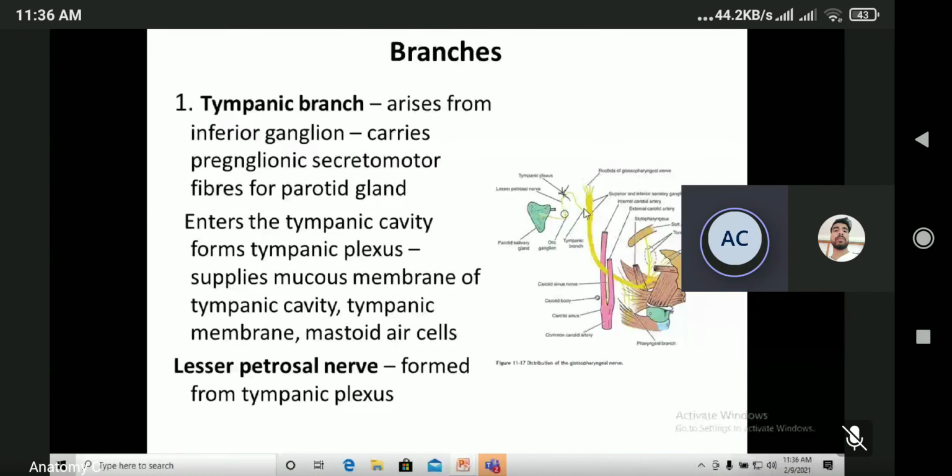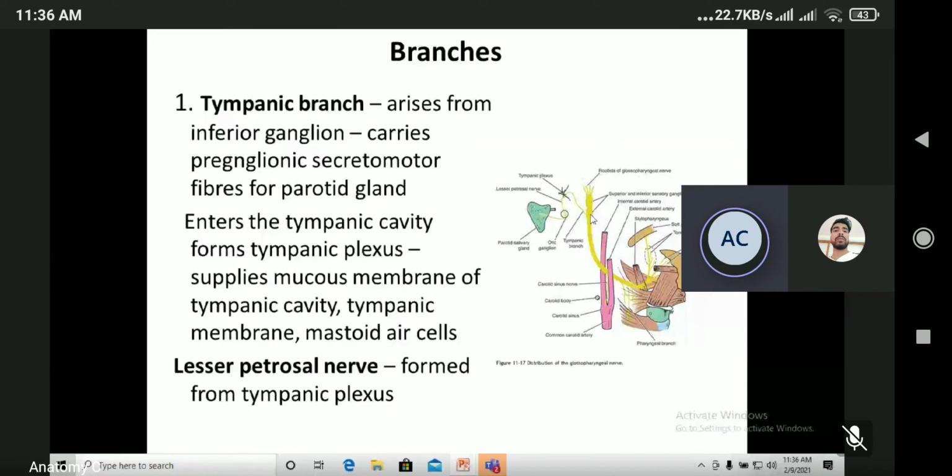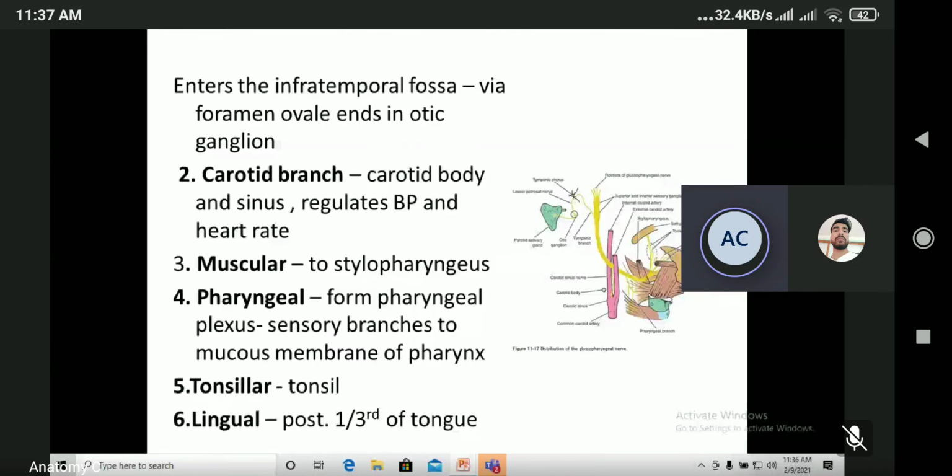Then there is the lesser petrosal nerve. The lesser petrosal nerve mainly forms from the tympanic plexus. You can see this is the tympanic plexus, and this is the lesser petrosal nerve. The lesser petrosal nerve is formed from the tympanic plexus there, and now here you can see how it relates to the otic ganglion. Here it enters the otic ganglion. So this is the lesser petrosal nerve.